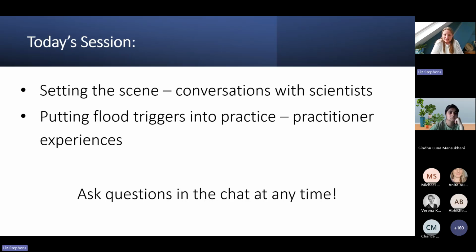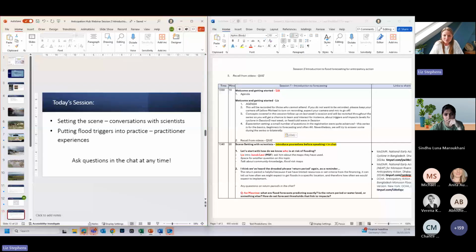So just a reminder again, from now on, we're going to set the scene a bit with conversations with different scientists. And we're going to then cover putting flood triggers into practice by sharing practitioner experiences. And as I've said already, please ask questions at any time. Actually, if you put them in the Q&A, people can upvote them, and then we can put to our team of scientists and practitioners the most highly rated questions. So I'm going to stop my slideshow there for now, just so I can see the chat a bit better.